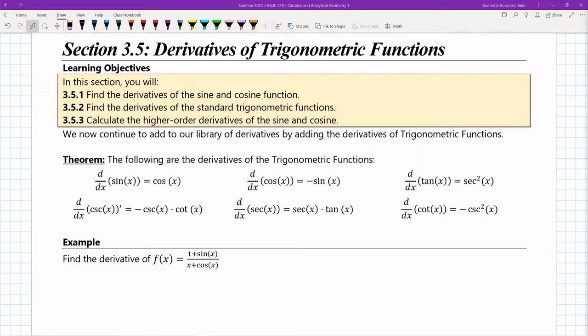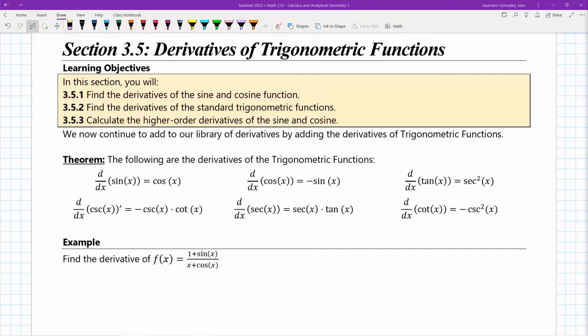Hello, everyone. This is the lecture for section 3.5, the derivative of trigonometric functions. What you guys are going to see in the next couple sections until the end of chapter 3 is that these sections are going to go through very quickly. We're just going to keep stacking rules on top of rules on top of rules. Basically, we're stacking more and more shortcuts for how to find derivatives.